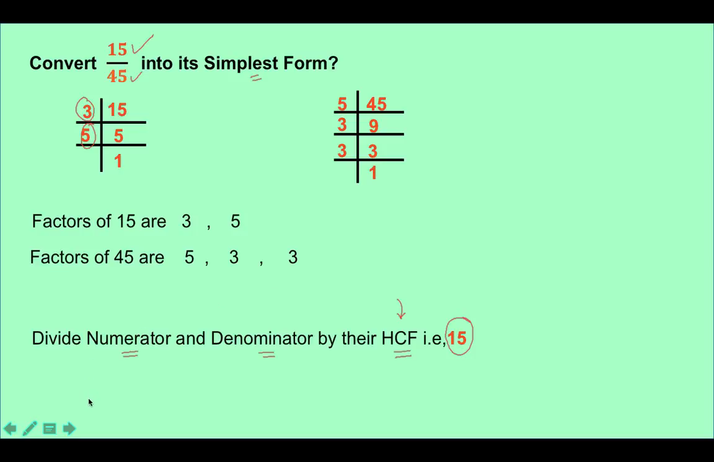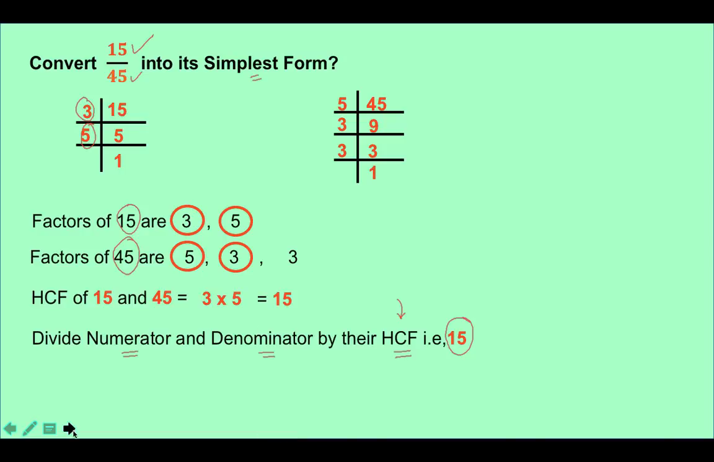To find out the HCF, we will need to see what are the common factors of 15 and 45. So the first common factor is 3 because it is appearing in both the numbers, and the next one is 5. Or in other words, the HCF of 15 and 45 will be 3 times 5 or 15.